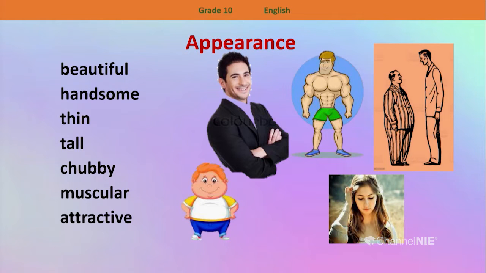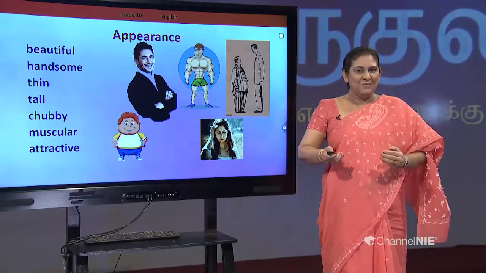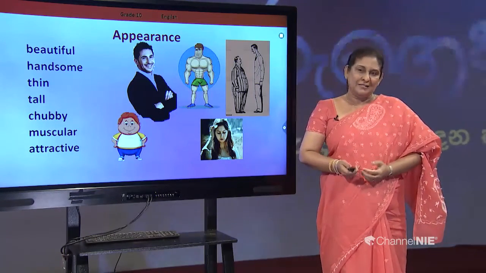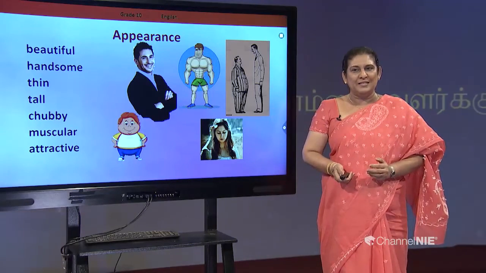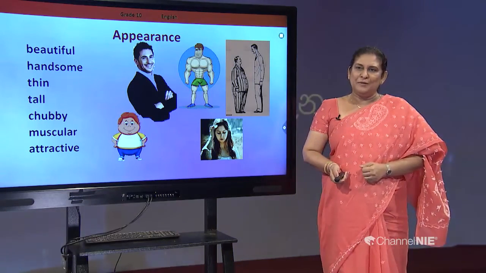Right. Now, you can see the appearance. That is what you can see. Yes, yes, Nirmala, I can see a beautiful girl. All right. And a handsome man as well. Yes, and there is a thin man as well. Thin and a stout man. So, you can see, children, the words we can use by looking at them. They are obvious features: beautiful, handsome, thin, tall, chubby. Look at the small boy, he is chubby. And a muscular person there with muscles, and attractive. So, these are the words that we can use to describe the physical features. We call them appearance. Now, let us move on to another one, children.